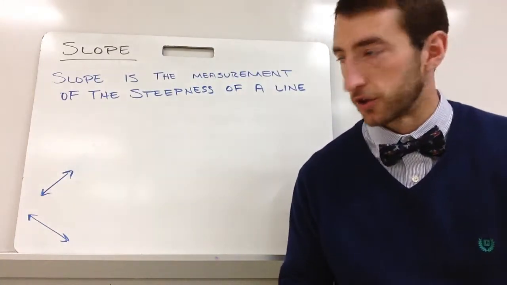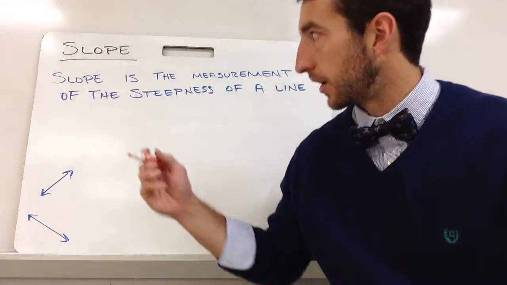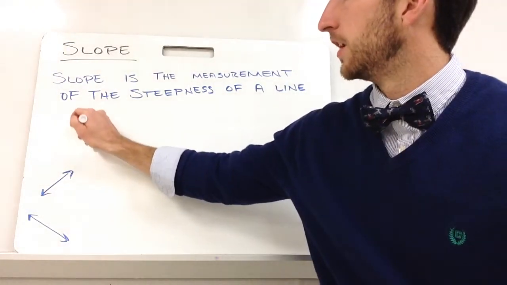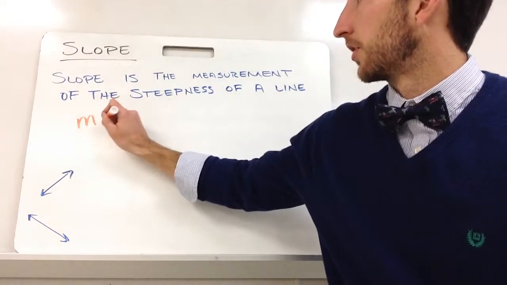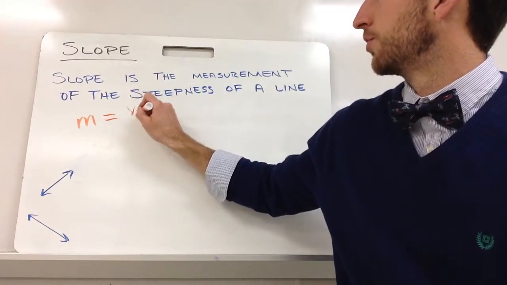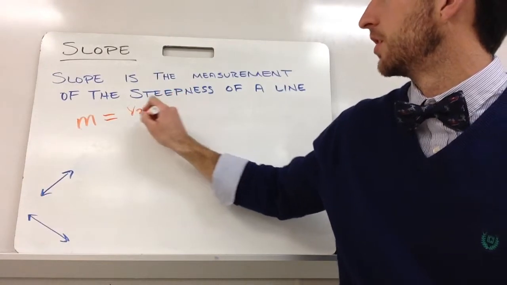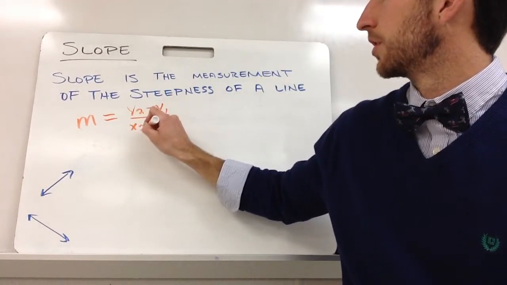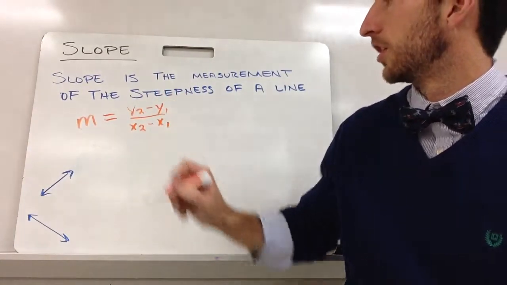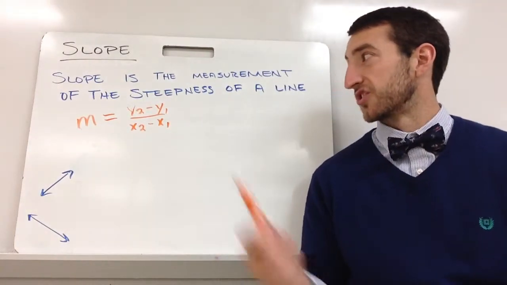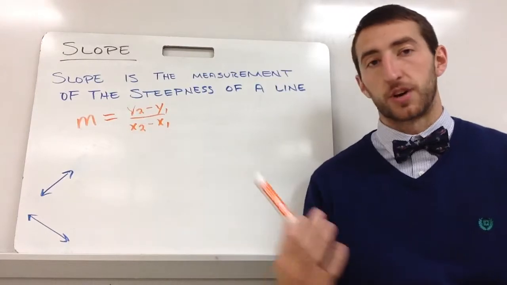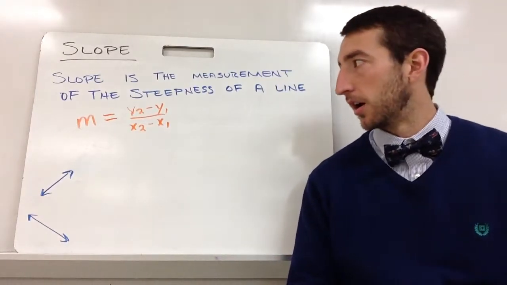The formula that you're going to need to know for this is always going to be represented with an M. M is always going to be your slope, and it's going to be y2 minus y1 over x2 minus x1. You may also hear this referred to as your rate of change, which is the change in y over the change in x, which is why those formulas are so similar.